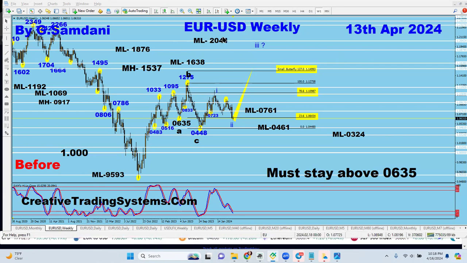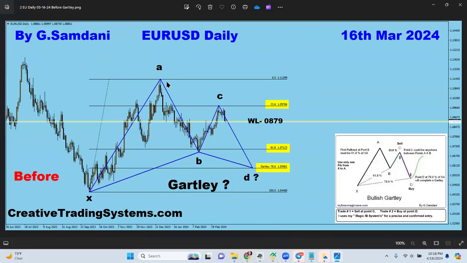So let's get started. This is the EUR-USD weekly chart, but I want to show you a daily chart which I made in March, a month ago. Today is April 16th. I made this chart on March 16th. You can see here the EUR-USD daily chart, and this is the pattern. And then I was looking here, the final target from point C to point D, according to this, was around 0596, right? 0596, or let's say 0635 is a very strong area.